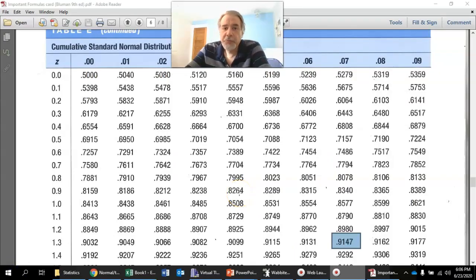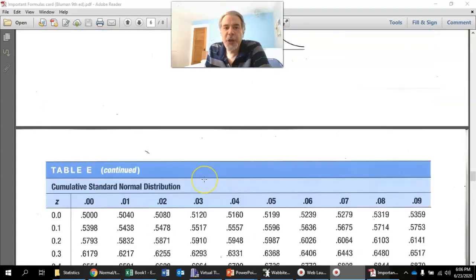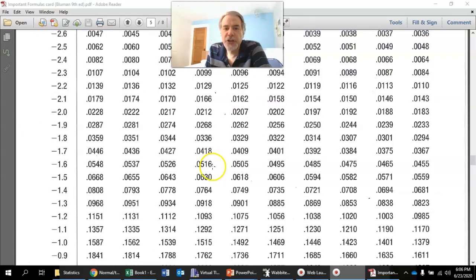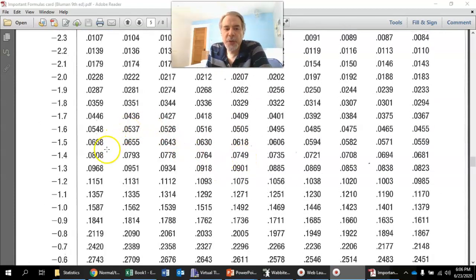Now I'm on the table. I'm looking for 0.123, somewhere in the middle where the areas are. I better be on the first page. So I'm looking for a number that starts with 0.1. There's a 0.11. Those are getting smaller. The next line starts with 0.13 and gets smaller. There's a 0.1292, 0.1271, 0.1251, 0.1230. There it is. That's exactly what I was looking for. 0.1230.